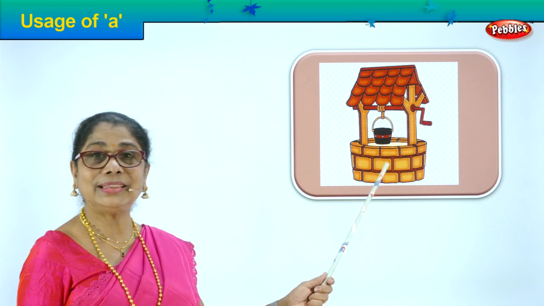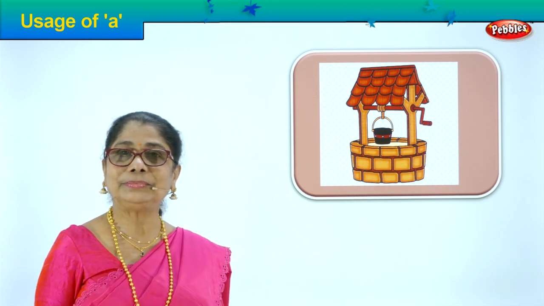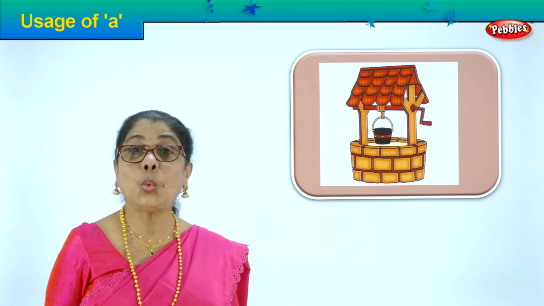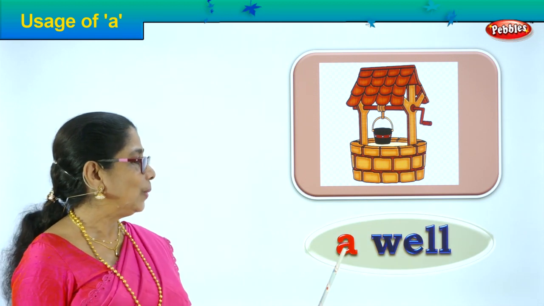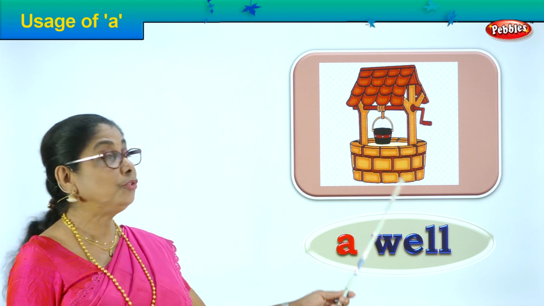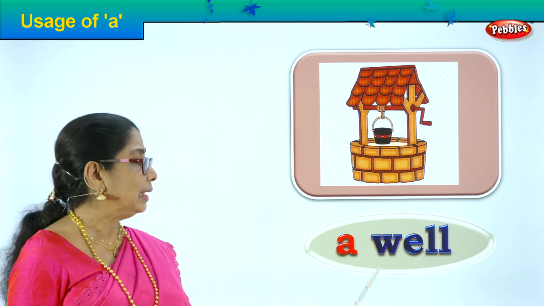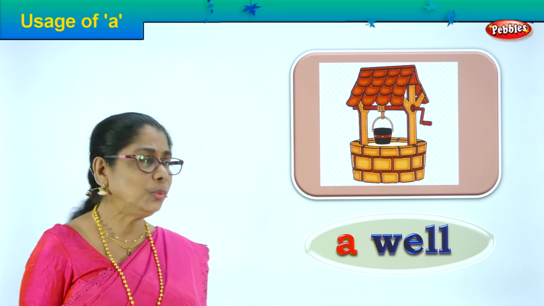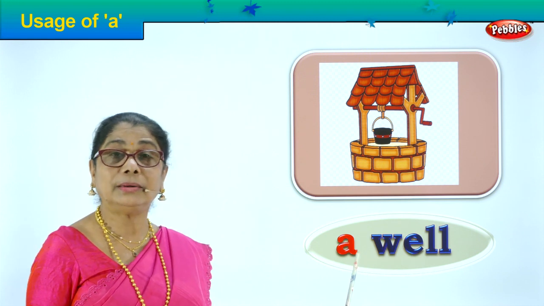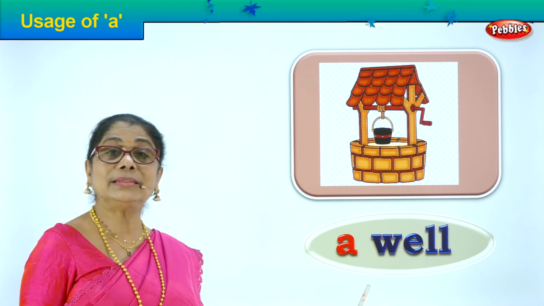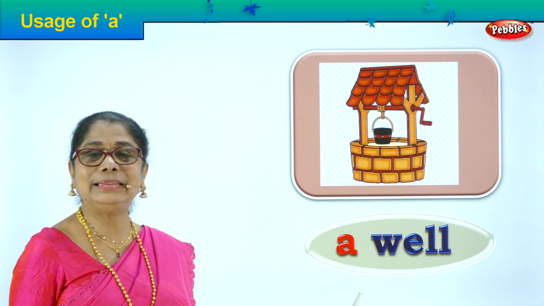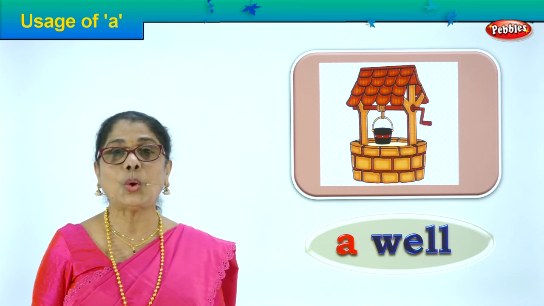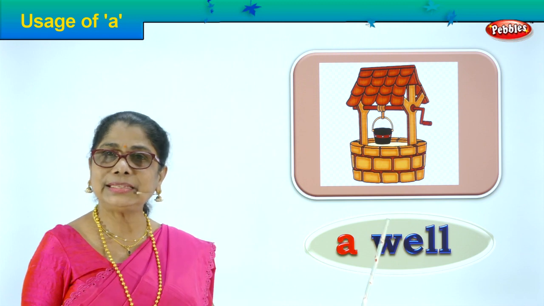Let's take another picture. What is this? Yes, a well. Well. What do we have here? A bucket to draw water from the well. Spell well. W-E-L-L, well. What do we place before the word well? A well. This is a well. This is a well to draw water from it and drink. Well. Good.